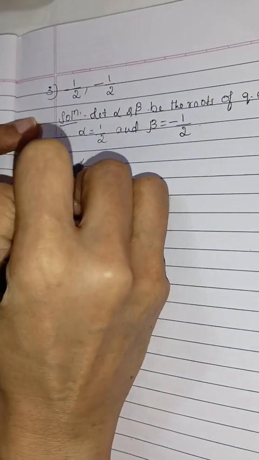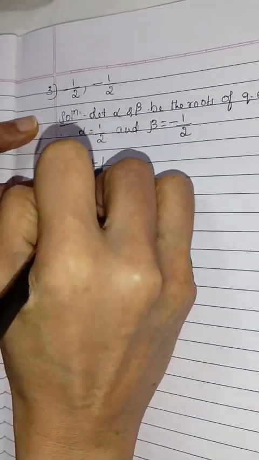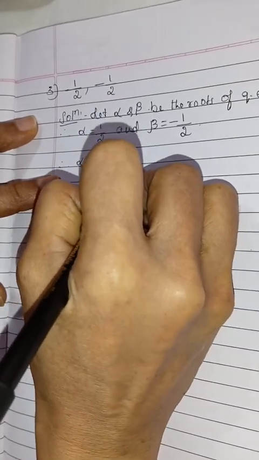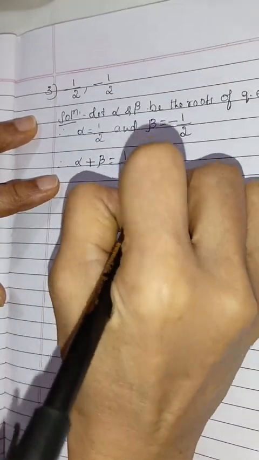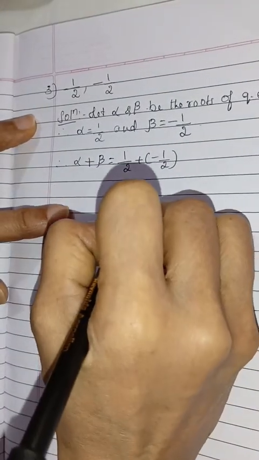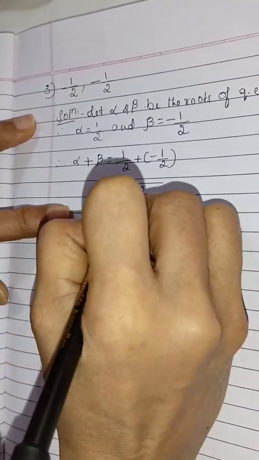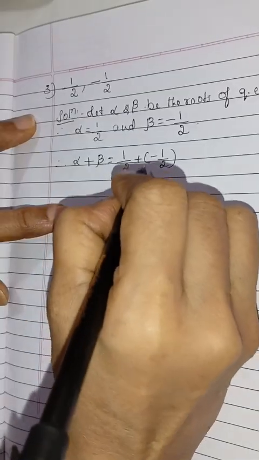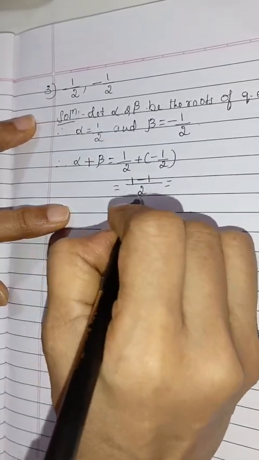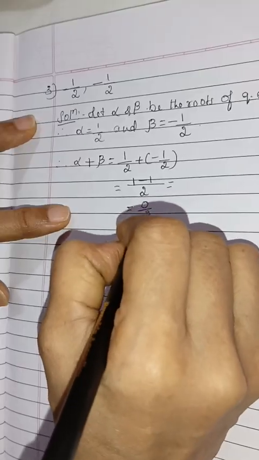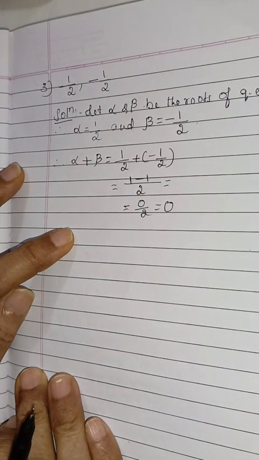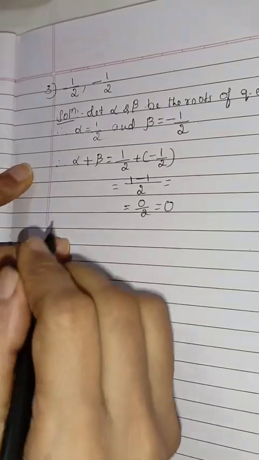Therefore alpha plus beta is 1 by 2 plus minus 1 by 2. The LCM is common, so 1 minus 1 is 0, and 0 by 2 means the answer is 0.